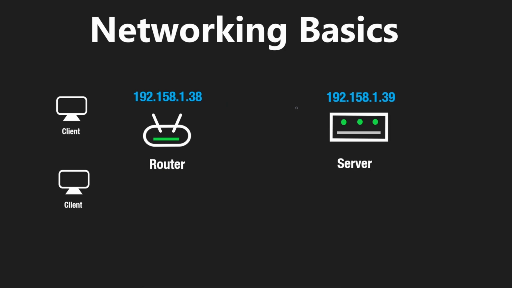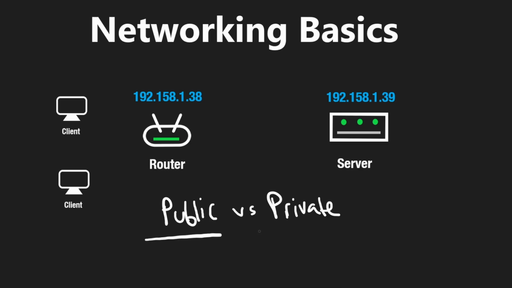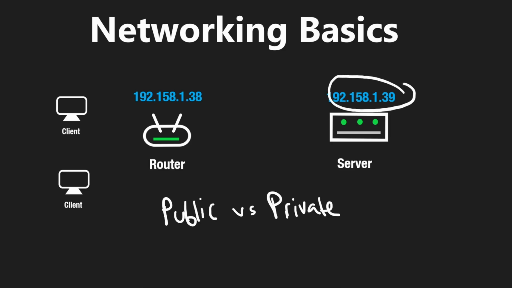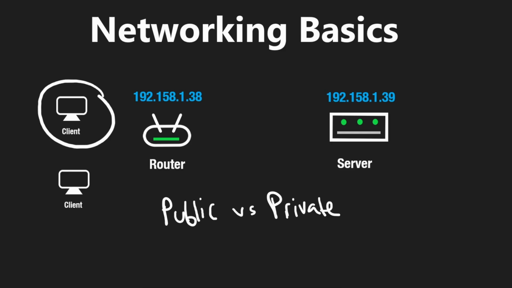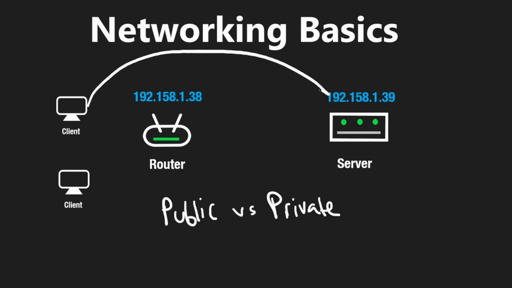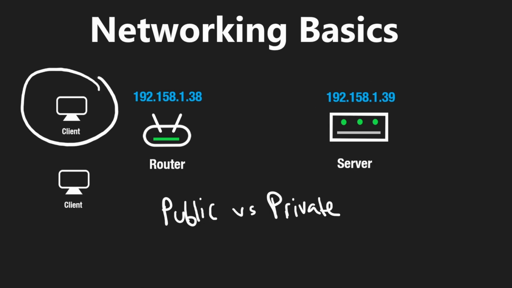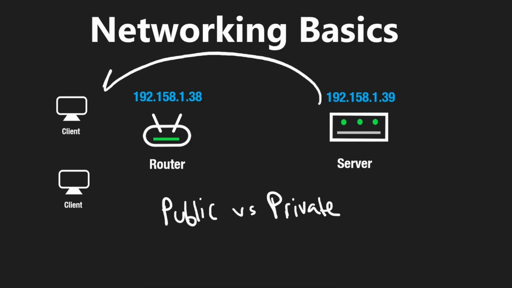Now, there's a few more basics that I wanted to cover when it comes to IP addresses. One is the distinction between a public and a private IP address. For a server to be publicly accessible, it needs to have a public IP address. So as a client or as a user, we could make a request to that server because it has a public IP address. Now, our client machine doesn't need to have a public address. Nobody's necessarily going to be making requests to it.